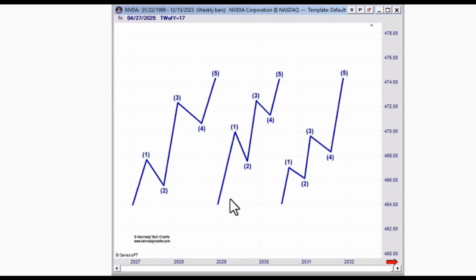Now in the middle diagram, you'll notice that wave 1 is the longest wave. Then you have your wave 2 pullback, your wave 3. Notice again the rules and guidelines are adhered to. Wave 2 does not terminate below the origin point of wave 1. Wave 4 does not end in the price territory of wave 1. Wave 3 is not the shortest impulse wave of waves 1, 3, and 5. And then you have your push higher in wave 5. So in this impulse wave, wave 1 is the extended wave, and then waves 3 and 5 tend toward equality, or they're proportional to a certain degree.